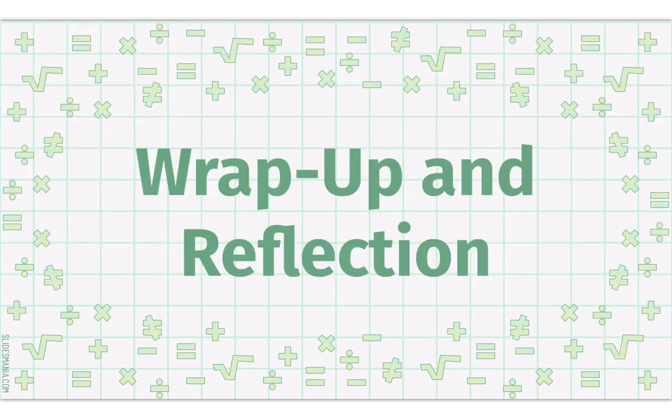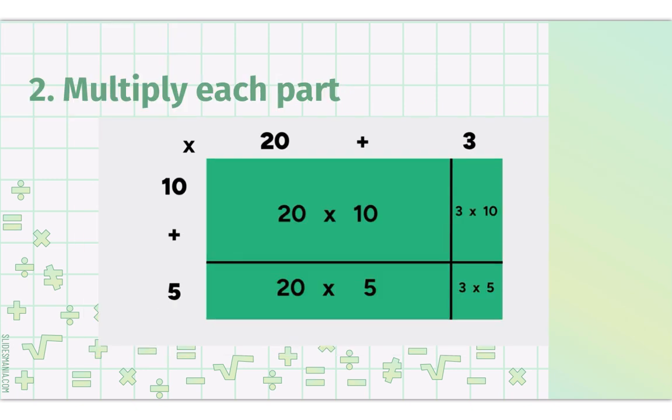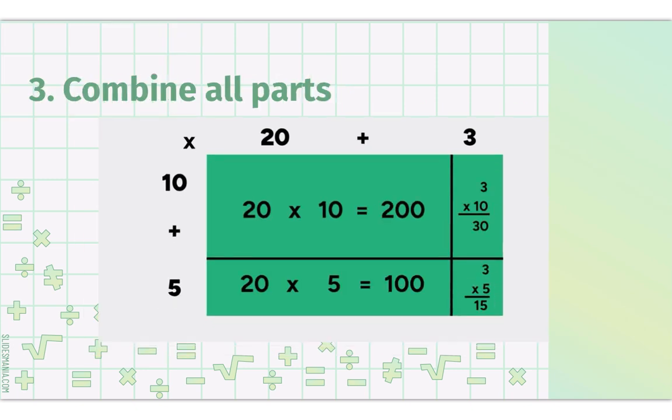So great job today, mathematicians. Today you learned how to multiply whole numbers using the area model and how that connects to the base 10 blocks. Remember to draw a rectangle and partition it appropriate to the numbers that you're multiplying. Then you want to break each number apart into its individual place values. So 23 becomes 20 plus 3, 15 becomes 10 plus 5, and then you want to find the area of each box or multiply each part. And finally, we just want to add those values together to get our total product.